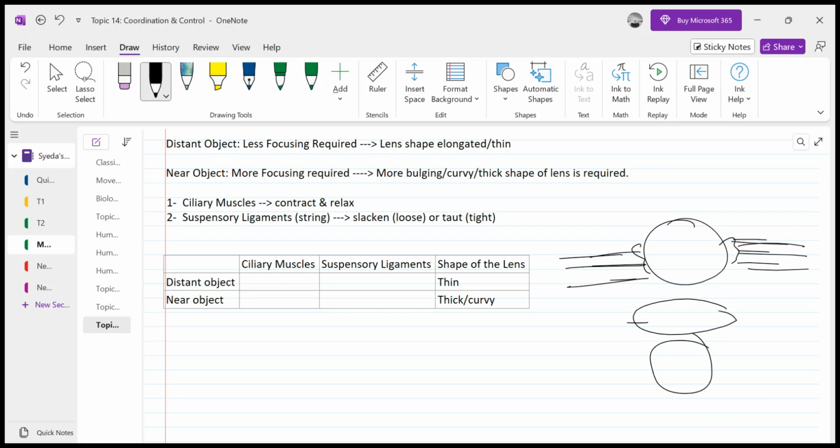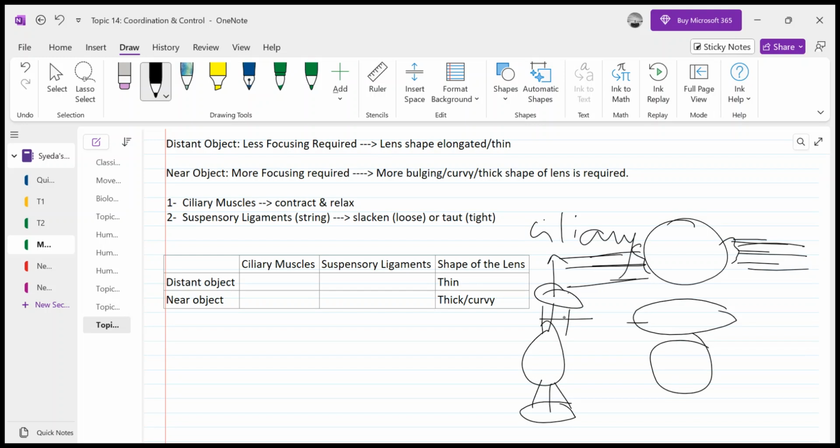Assume the lens is just like the balloon which has these suspensory ligaments on its ends, and these suspensory ligaments cannot become tight or loose of their own will. There is a muscle, and this muscle is the ciliary muscle. When this muscle contracts or relaxes, it makes the strings become loose or tight. This is the ciliary muscle, and these are the suspensory ligaments. So when the ciliary muscle contracts, these suspensory ligaments become slack, and whenever it is relaxed, they become taut.